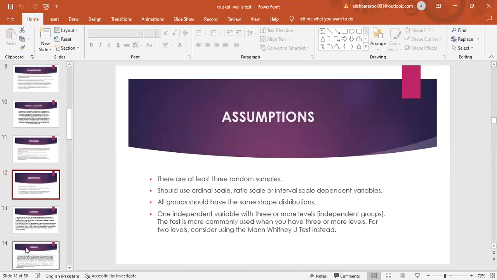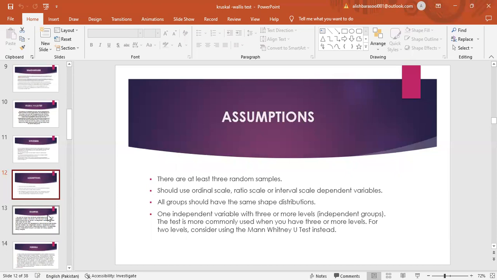Assumptions. There are at least 3 random samples. Should use ordinal scale, ratio scale, or interval scale dependent variables. All groups should have the same shape distribution. One independent variable with 3 or more levels. The test is more commonly used when you have 3 or more levels. For 2 levels, consider using the Mann-Whitney test.